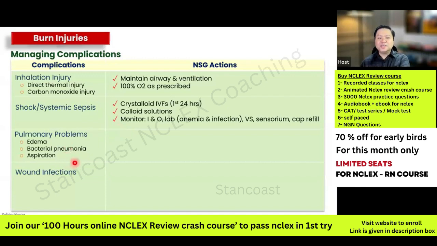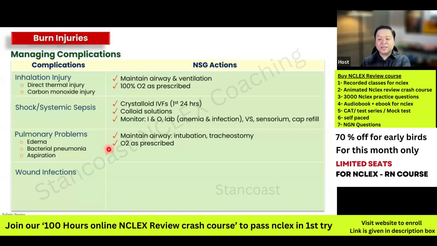Now, for those patients that may have developed pulmonary problems, such as edema of the airway because of the exposure to smoke irritants, or it could be bacterial pneumonia, or it could be aspiration, we definitely need to make sure that we maintain the airway, or possibly prepare the patient for intubation, or prepare the patient for a tracheostomy. There is now a constriction, or let's say narrowing, of the major airways, and we have to administer oxygen as prescribed.